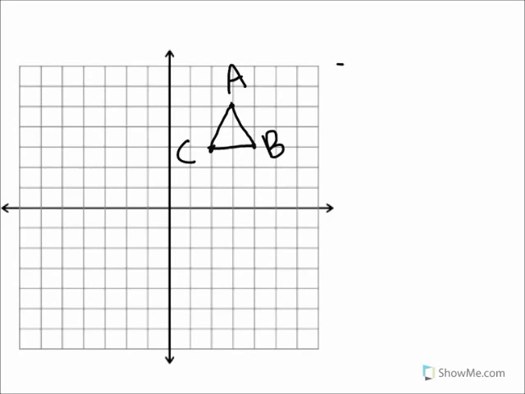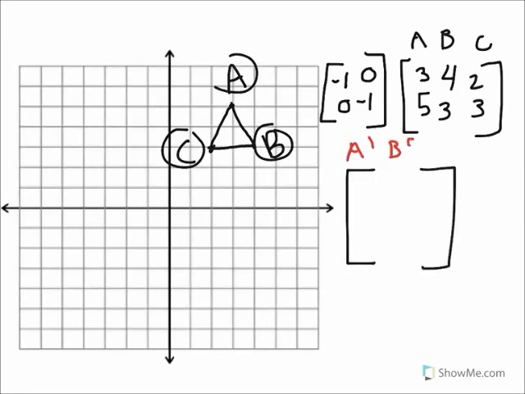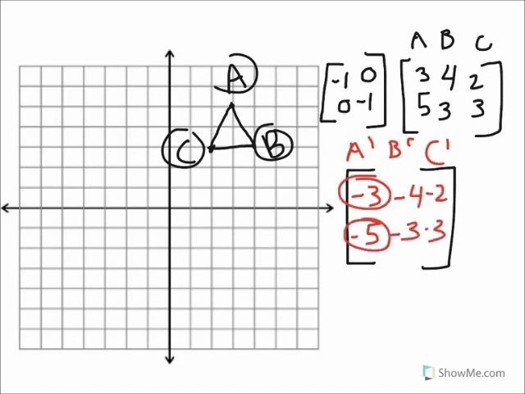Now we're going to use the matrix for 180, and we're going to multiply that by our points of A, B, and C. Since we know that A is (3, 5), we put 3 over 5. Next we plug the B in and the C. Then we multiply them, and the answer that you get should be (-3, -5), (-4, -3), (-2, -3). A prime would end up being (-3, -5). And this goes for B prime and C prime.